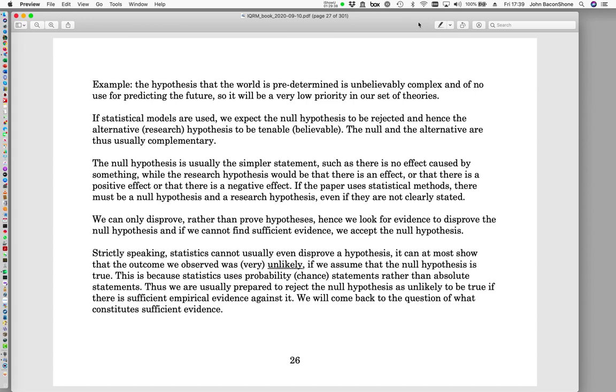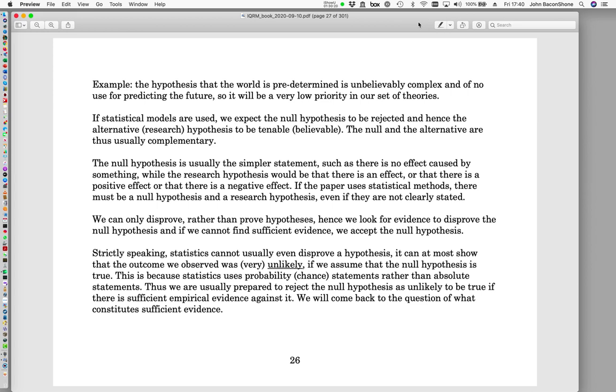statistics cannot usually even disprove a hypothesis, because all we can usually show is that the outcome we observed was very unlikely compared to the outcomes if the null hypothesis is true. This is because statistics uses probability statements, and usually all we are able to say is that the chance of observing this particular outcome, if the null hypothesis is true, is so small that we cannot accept that relative to the alternative hypothesis, the research hypothesis.